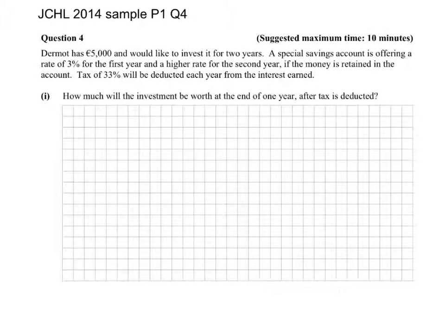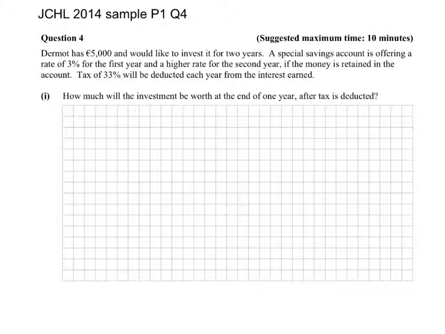Junior Cycle Higher Level 2014 Sample Paper 1 Question 4. This question is a compound interest question with also a bit of tax rolled in as well. So 5,000 euros invested as the principal, invested for 2 years.